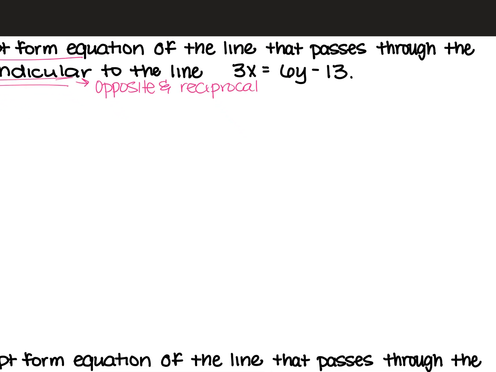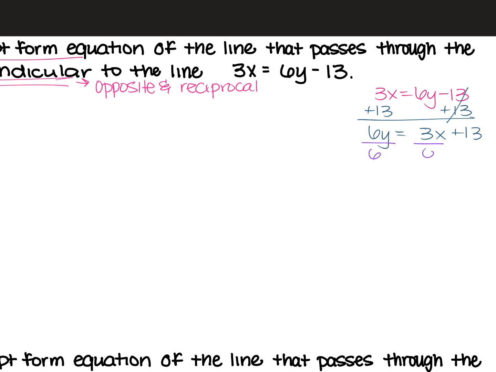So start by taking that 3x is equal to 6y minus 13 and put it in slope-intercept form so you can find the slope from that. I would start this by moving the 13 over, so I'm going to add it to both sides. This is going to give us 6y is equal to 3x plus 13. From here, we're going to divide each term by 6 to give us y is equal to 3 over 6, which is 1/2 x plus 13 over 6.